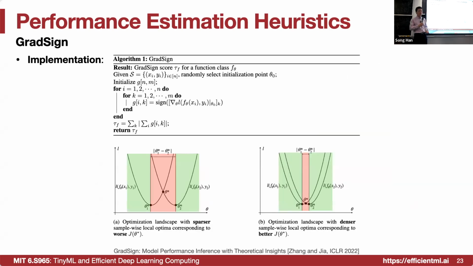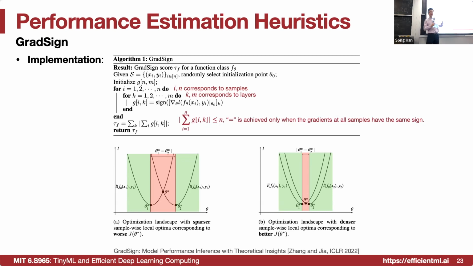So put it together here, we just want to go through several different input samples and also go through the corresponding layers. We want to calculate the sign of the gradient for different samples and for different layers. Finally, we sum them up across these different layers for different samples. So this number should be smaller than or equal to n, where the equal sign is achieved only when the gradients of all the samples are of the same sign.